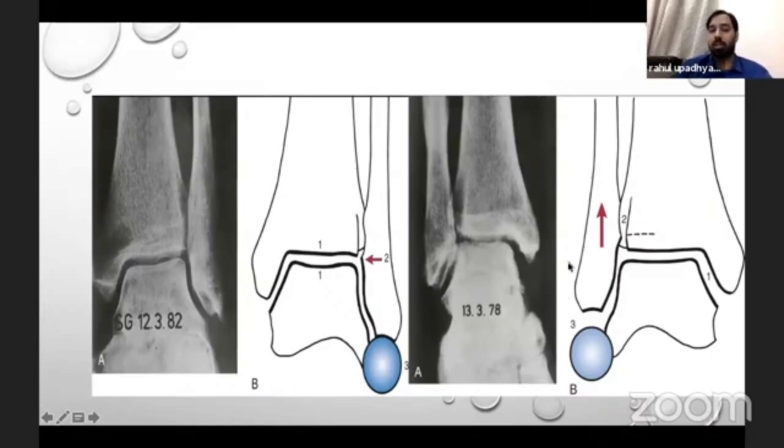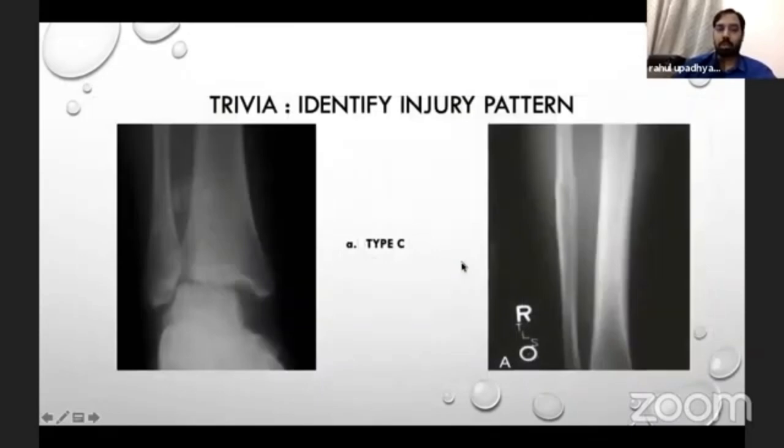But on the right side, there is an increase in the medial clear space. The Shenton's arc is broken here. The fibular tip has gone proximally, so the fibula is proximally migrated. So this is an abnormal X-ray. That is how we are supposed to identify an injury pattern for a classification, for example. So this is a type C injury pattern where the force started medially.